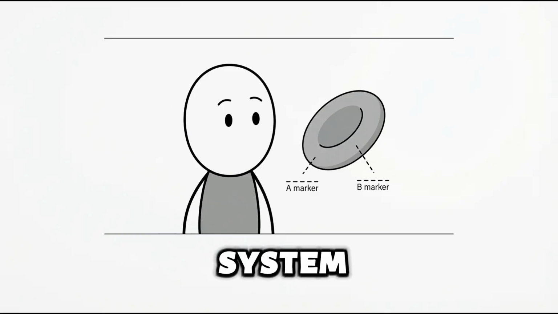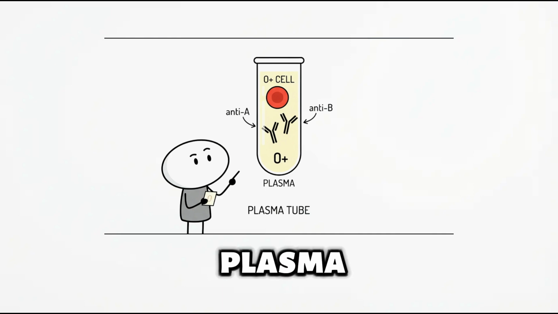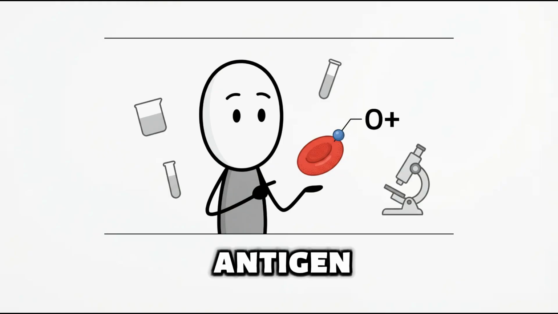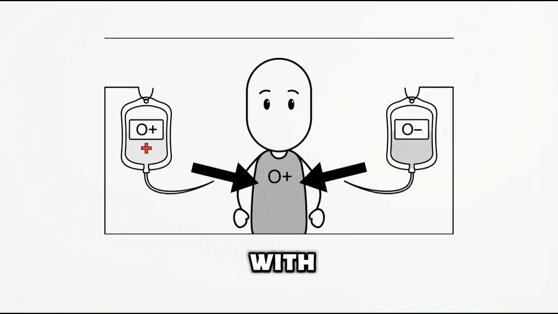In the ABO system, Group O red blood cells carry neither the A nor the B antigen. The plasma of a person with type O blood usually contains both anti-A and anti-B antibodies. In O plus blood, the plus sign shows that the RhD antigen is present on the red blood cells. A person with O plus blood can receive red blood cells from O plus and O minus donors.